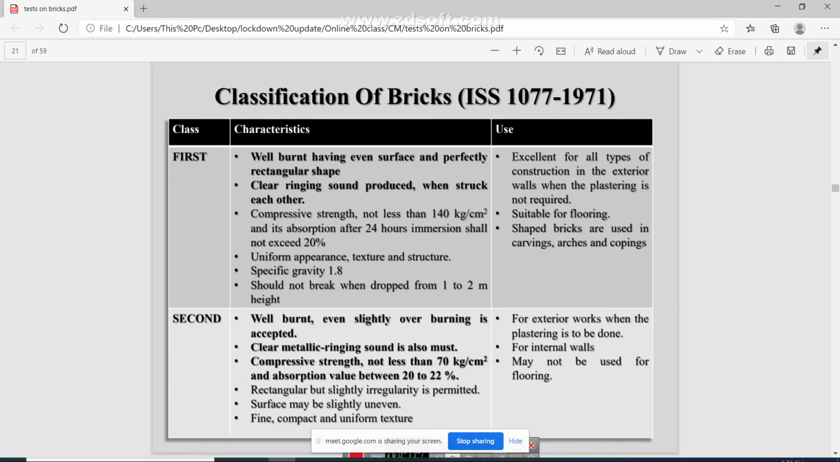And if you take a brick to a height of 1 meter to 2 meter and allow it to fall on the ground, it should not break.